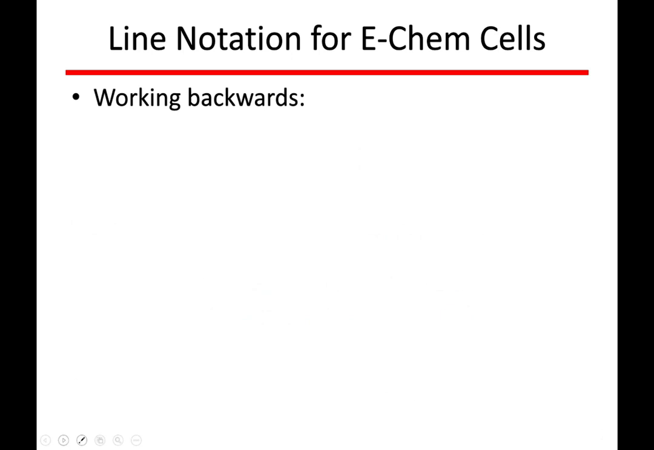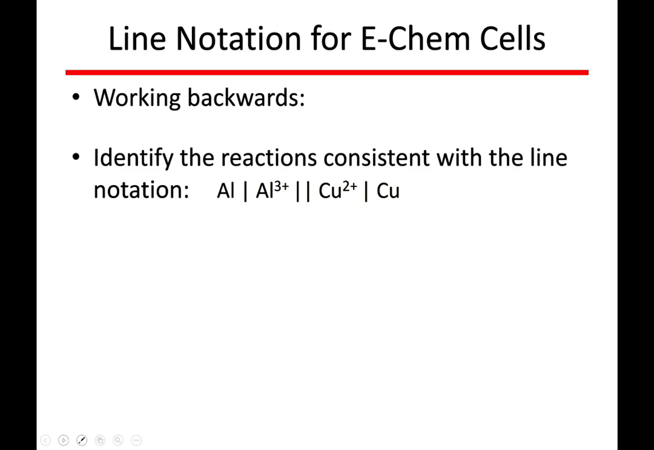Let's take a look at an example where you can work backwards and convert the line notation into reactions. We're going to identify the reactions that are consistent with the line notation Al, Al3+, Cu2+, Cu. So it's important to remember that the left-hand side of the equation represents the anode. And remember from our mnemonic An Ox Red Cat, anode means oxidation. So that will be our oxidation half reaction. The right-hand side represents the cathode. And An Ox Red Cat, reduction occurs at the cathode.